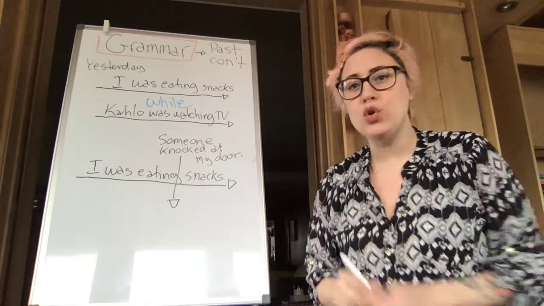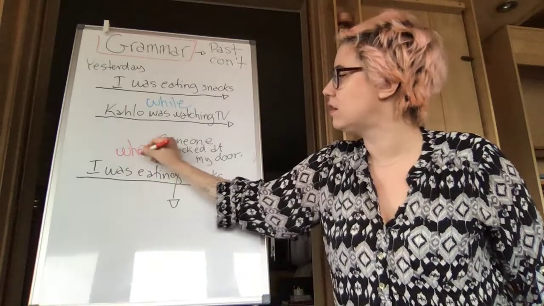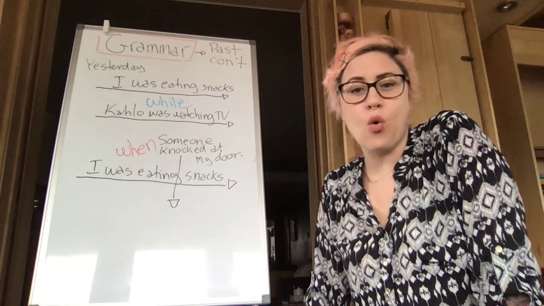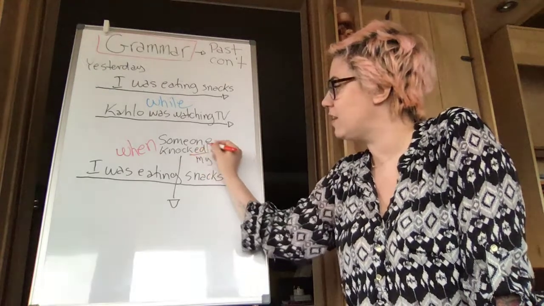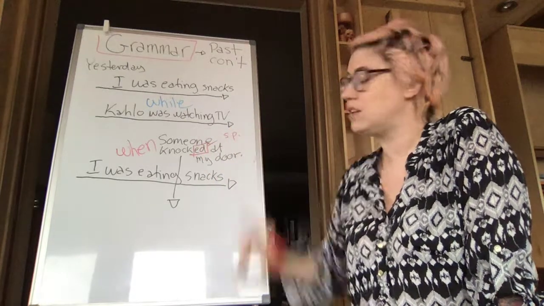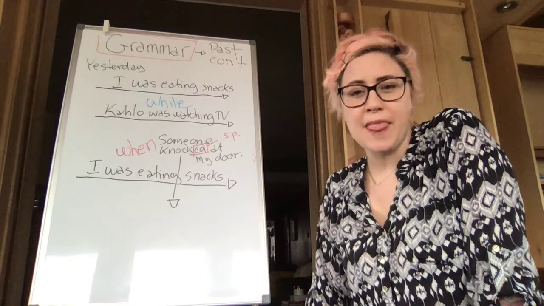Okay. All right. So I was eating snacks. This is my long action. And I know it's my long action because I'm using the past continuous and this ing tells me it is long. Okay. Now, this interrupted my action. I was eating snacks. Someone knocked at my door. So I'm going to stop eating, put down my food, and go and answer my door. So this action stops this action. And the word we use often is when. So I was eating snacks when someone knocked at my door. And you can see here that this is in the simple past. So I was eating snacks when someone knocked at my door.